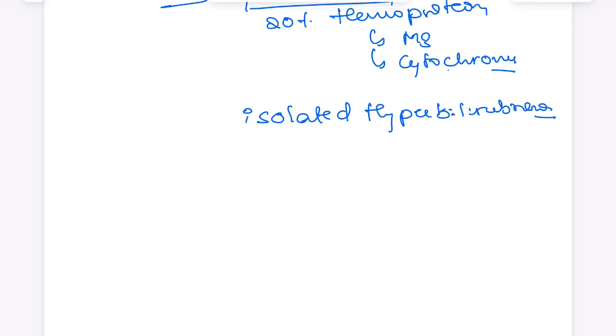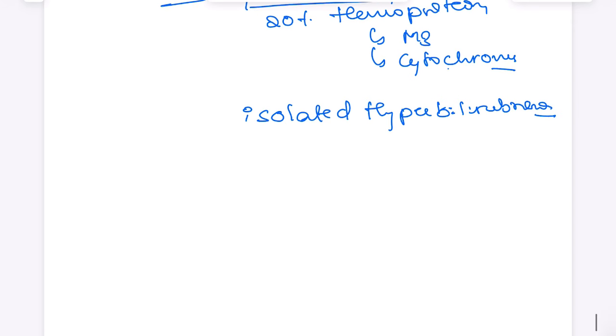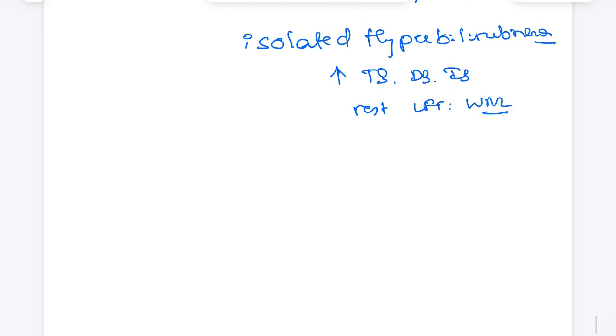What I mean by isolated hyperbilirubinemia is that only bilirubin is elevated. Bilirubin parameters, that is TB, DB and IB, are elevated. The rest of the LFT is within normal limits, so your enzymes and proteins are normal. Only total bilirubin, direct bilirubin and indirect bilirubin are elevated. In that condition, it is called isolated hyperbilirubinemia.